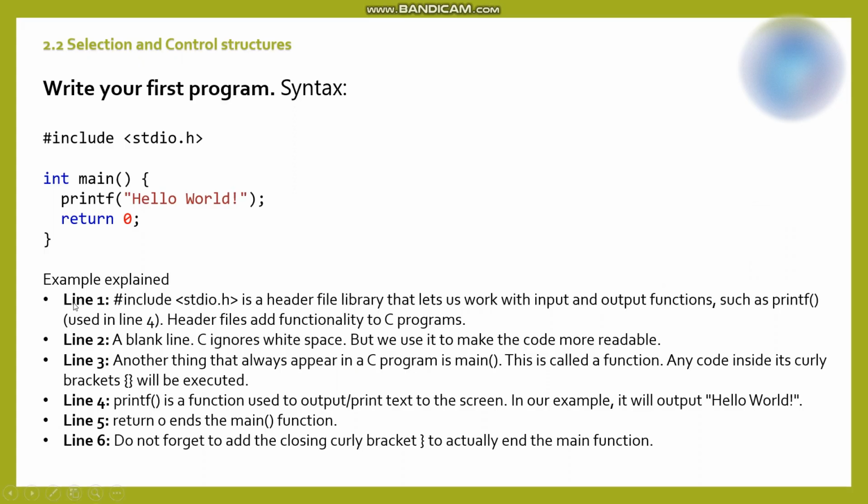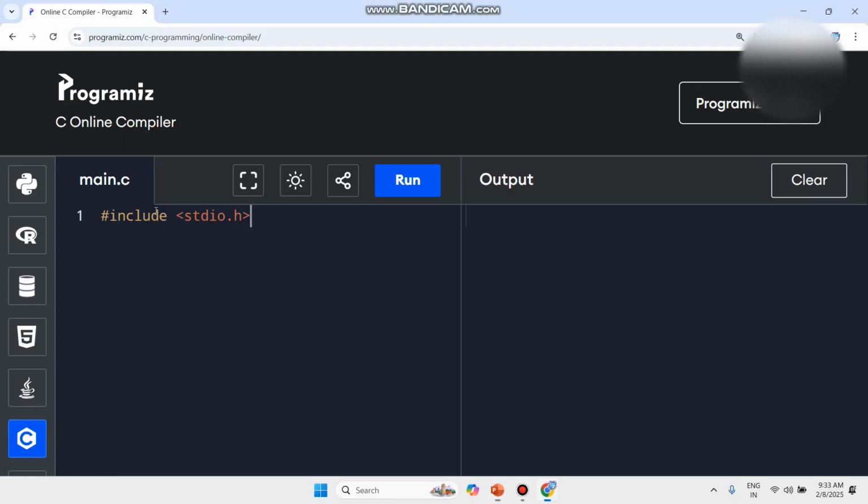Let's say it theoretically also. Line number one, hash include stdio dot h, is a header file library that lets us work with input and output functionality such as printf. We have written printf over here. We will learn what exactly printf is, but this is the header library file that works with input and output functions.